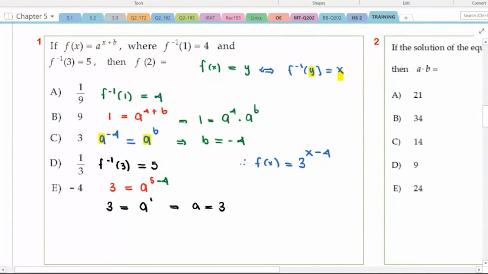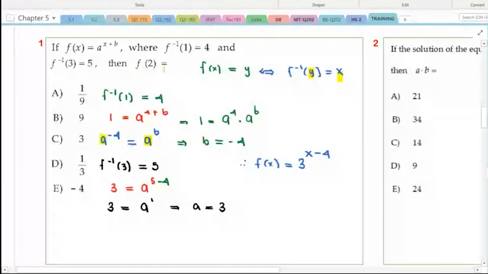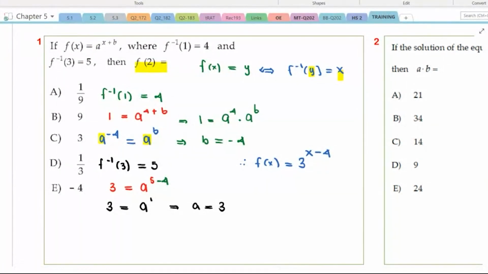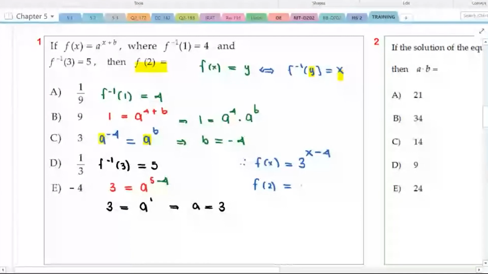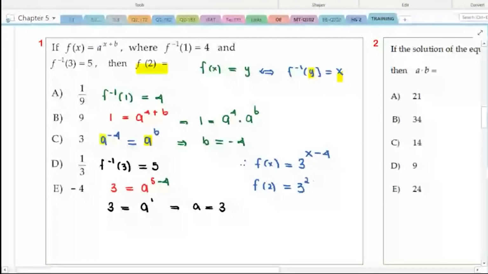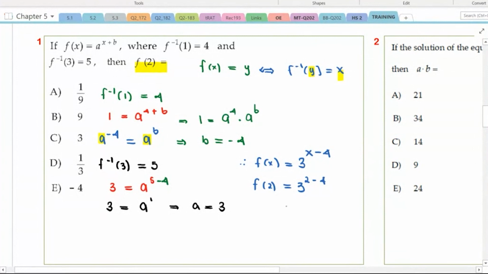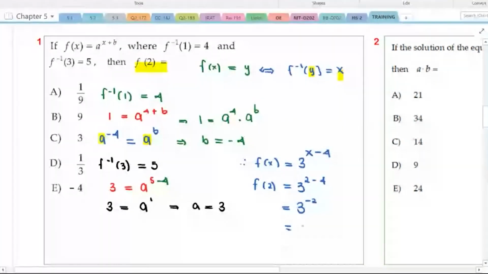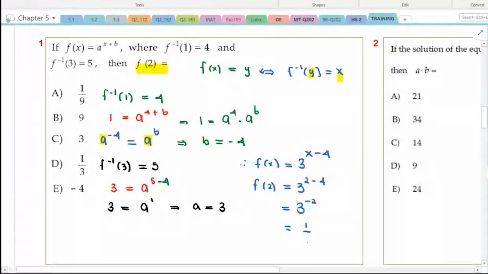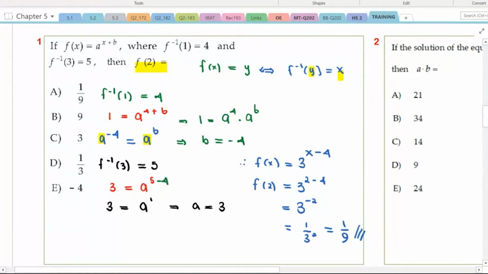Now look at the question. The question says we should evaluate f of 2. Now we are going to remove x and then put 2 there. So we say f of 2 is going to be equal to 3 to the power of 2 minus 4. Simplify. This will be equal to 3 to the power of 2 minus 4. That is going to be minus 2. And this is going to be equal to 1 over 3 to the power of 2, which is going to be 1 over 9. And gentlemen, that is our answer.